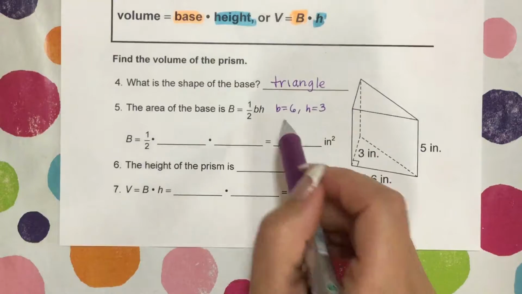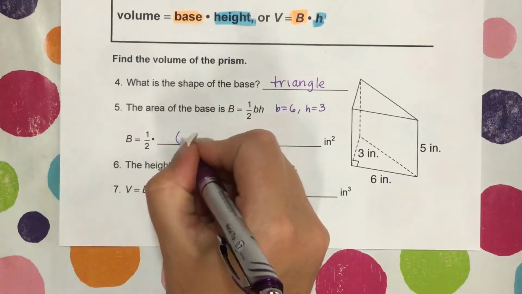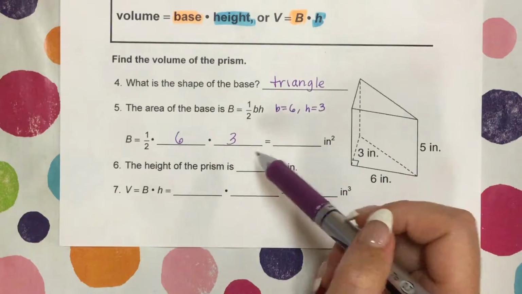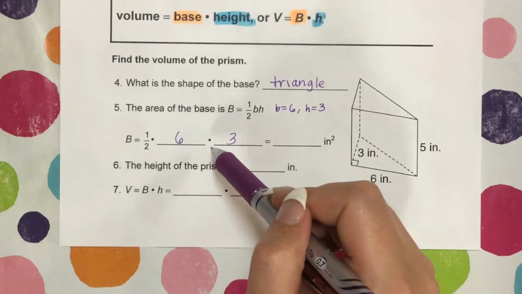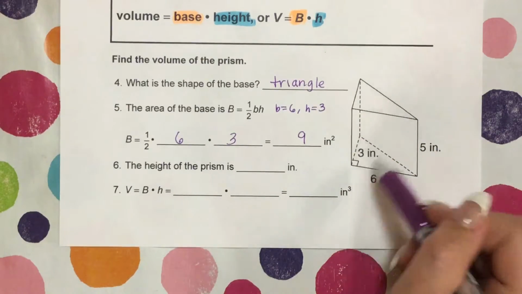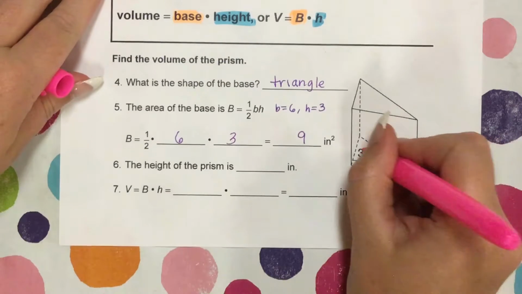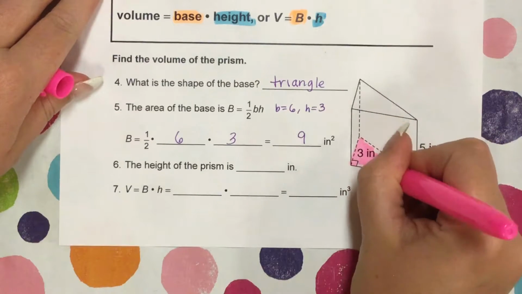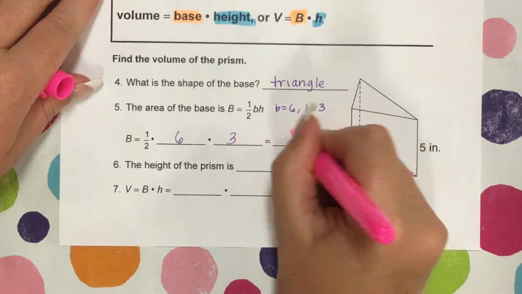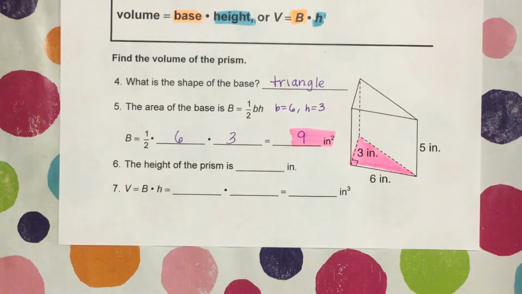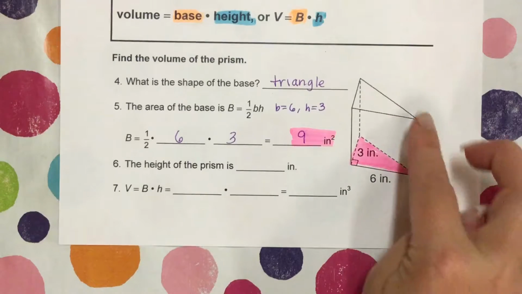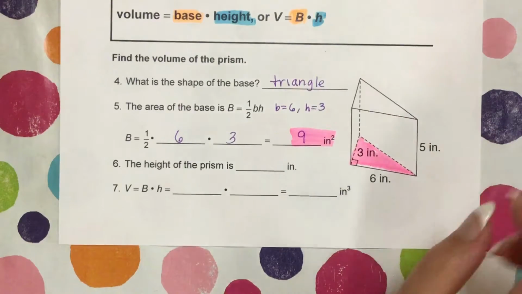We're just going to plug in the values. So 1/2 times 6 times 3 equals, well, 6 times 3 is 18. If we take 1/2 of 18, half of 18 is 9. So that means the area of this base ends up being 9 inches squared. Okay? Now we know what the base is. Now we need to determine, what is the height? The height of this figure is 5 inches.